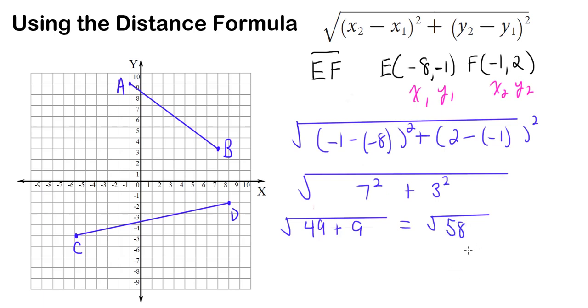Once again, 58 is not a perfect square, so the square root of 58 is an irrational number. I get 7.6157 and so on. So if I round this to the nearest tenth, this gives me approximately 7.6 units long. All right, I hope that this video helped you to understand how to use the distance formula.